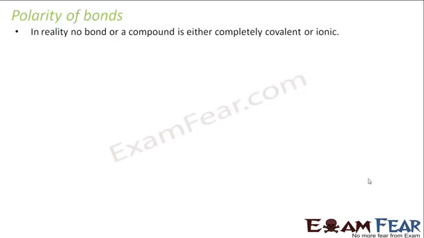Let's talk about polarity of bonds. We said we have ionic bonds and covalent bonds, but in reality, no bond is purely covalent or purely ionic. Only in theory do we have pure covalent and ionic bonds. Sometimes, if the same atoms form a molecule, we do, but in most cases we don't have a pure covalent or ionic bond.